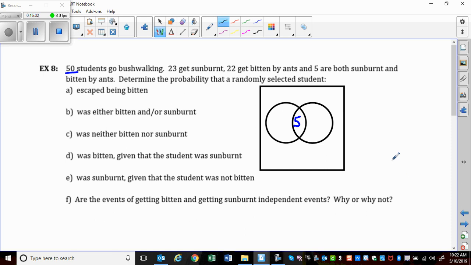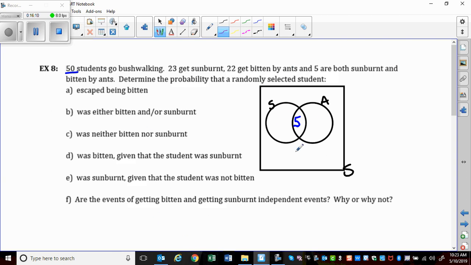Let's try this one. So it says 50 students go bushwalking. I looked it up. It means hiking. Okay. 23 get sunburnt. So this is going to be my sunburnt. And 22 get bitten by ants. Bitten by ants. This is my set. And I made this by myself, so just draw your circles. 5 are both sunburnt and bitten by ants. Determine the probability that the randomly selected student, all of these things.